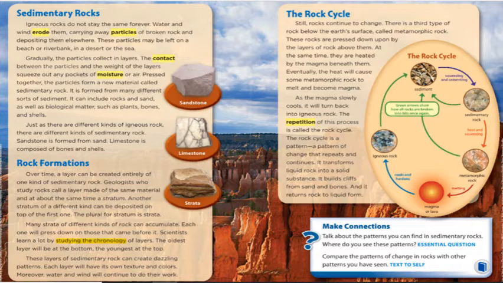The repetition of this process is called the rock cycle. The rock cycle is a pattern of change that repeats and continues. It transforms liquid rock into a solid substance. It builds cliffs from sand and bones, and it returns rock to liquid form. So you see here it makes a cycle, it also makes a pattern. So now if I ask you, what is this text talking about? I'm sure that you will say it talks about the types of rocks and how they make patterns in nature. Okay, so in brief, you gave me one sentence that talks about the whole text.